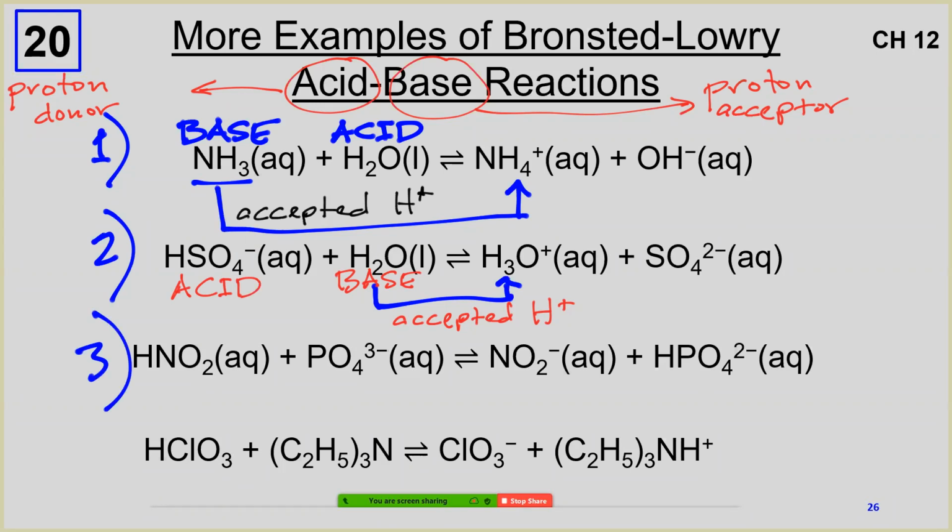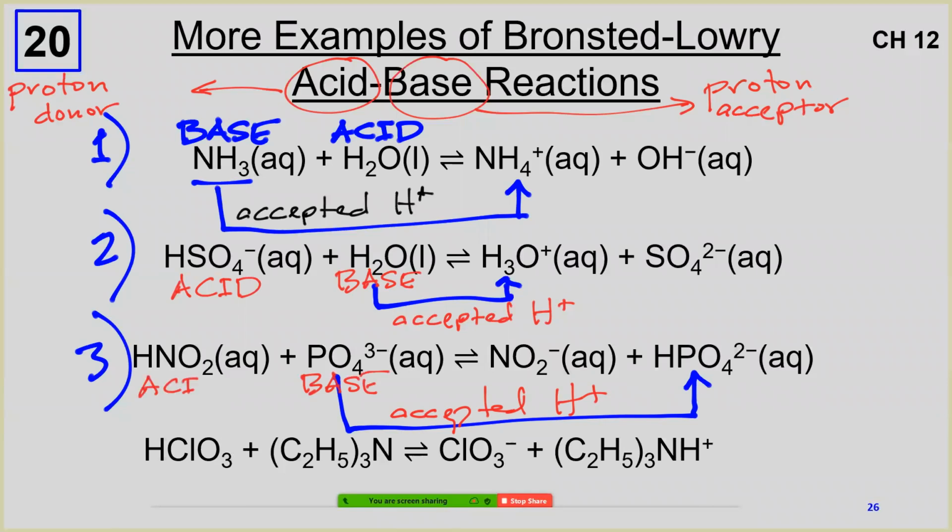The third one here is HNO2 with phosphate. The phosphate turned into HPO4. So it accepted a hydrogen, and therefore it's the one acting as a base. And HNO2 then is the acid.